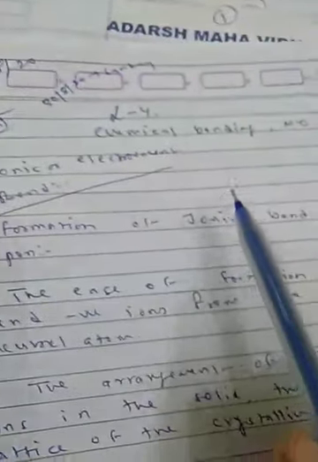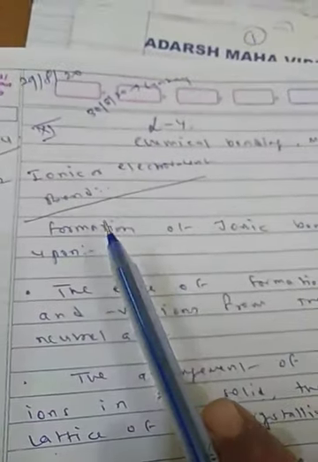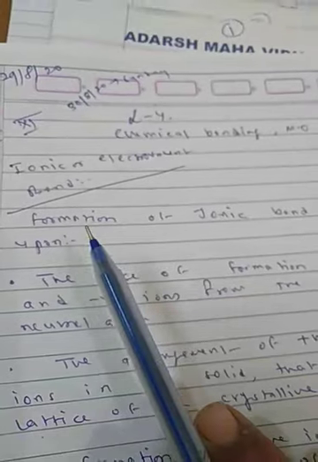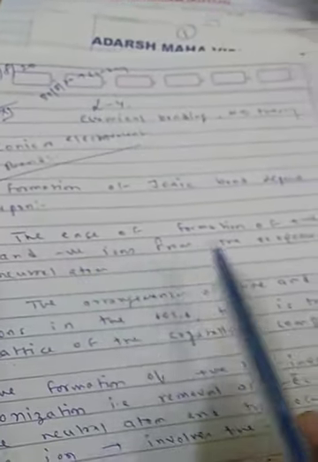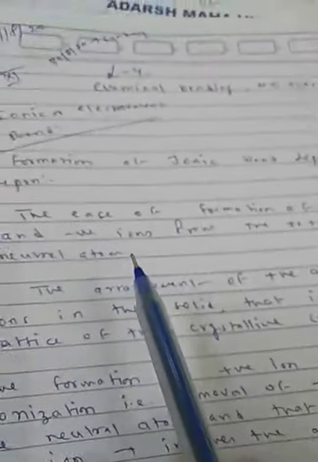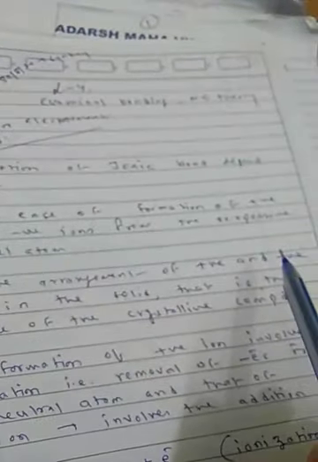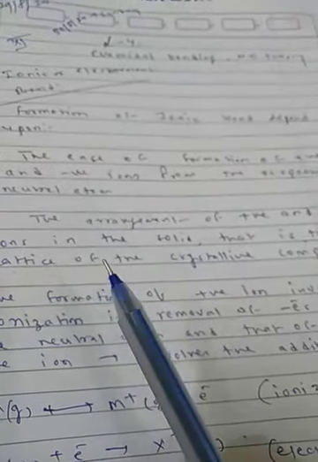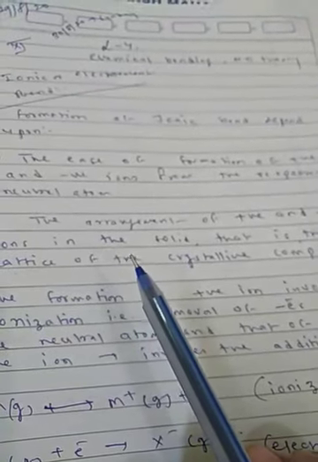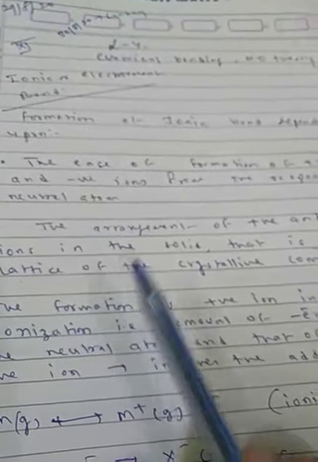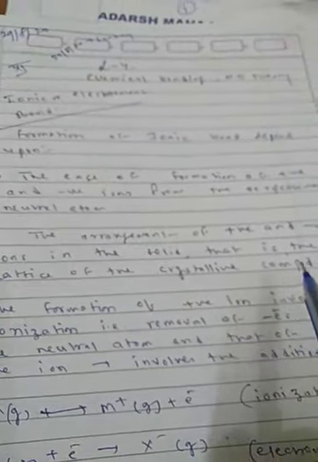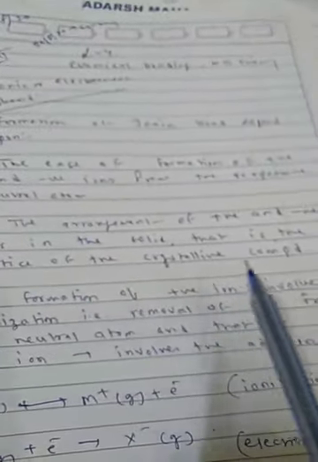Part 4, Chemical Bonding, MO Theory, Ionic or Electrovalent Bond. Formation of an ionic bond depends upon the ease of formation of positive and negative ions from the respective neutral atoms. Already in lesson number 3 you learned how the positive and negative charges arise, and the arrangement of positive and negative ions in the solid, that is the lattice of the crystalline compound.